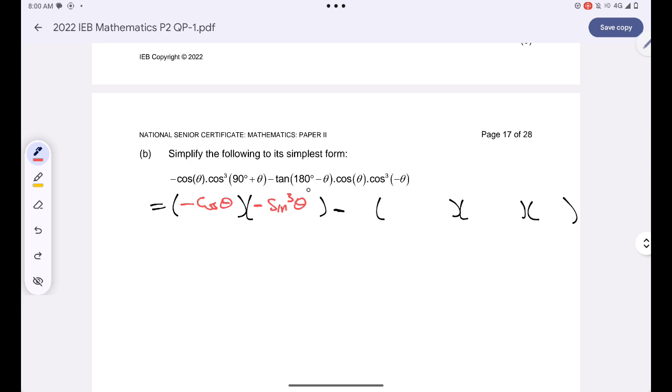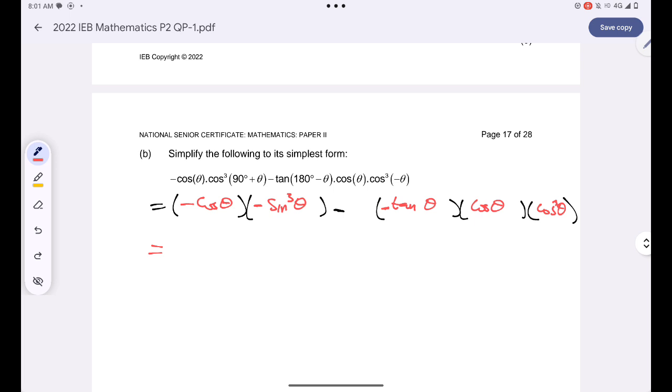Okay, and then I have tan of 180 minus theta. 180 minus theta is in the second quadrant, and tan is negative there. So I'll just say negative tan theta, negative tan theta. Cos theta is already reduced, and then all the negative angles are in the fourth quadrant, and in the fourth quadrant cos is positive. So I'll just write cos cubed theta.